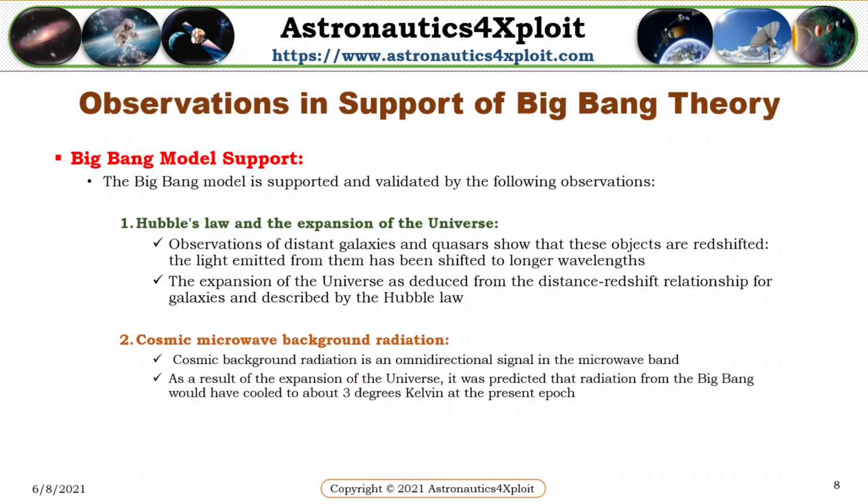Cosmic microwave background radiation. Cosmic background radiation is an omnidirectional signal in the microwave band. As a result of the expansion of the universe, it was predicted that radiation from the Big Bang will have cooled to about 3 degrees Kelvin at the present epoch.